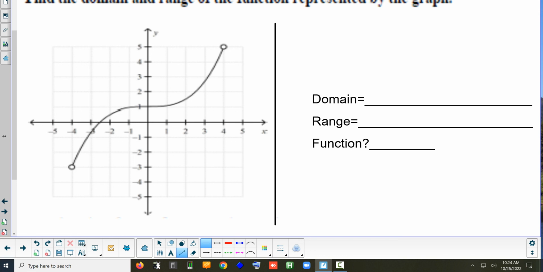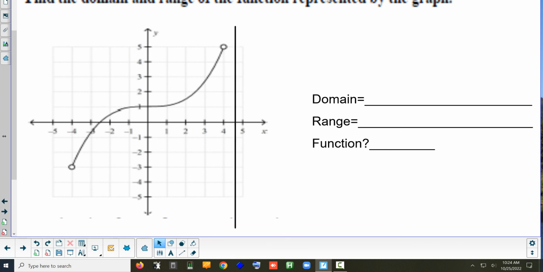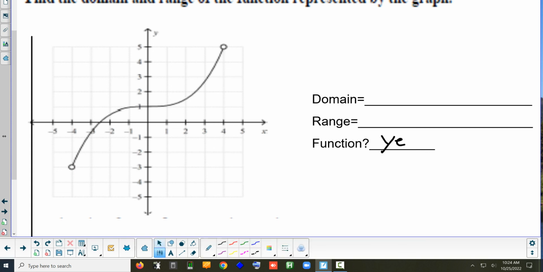Yeah? No. This is not a function? Yes, it is. It is a function? Why? It doesn't touch more than once. Drag the line through. Perfect. Never touches more than once. Now, we have a picture that's connected. So, how many dots could you fit along that picture?